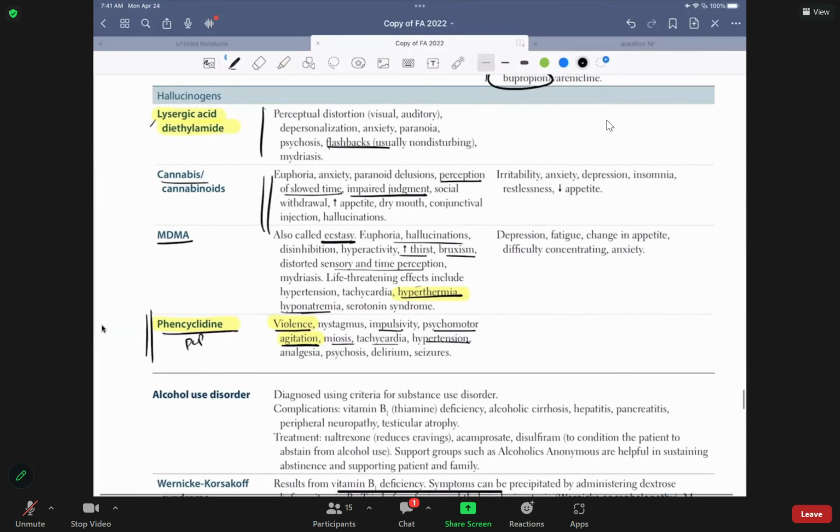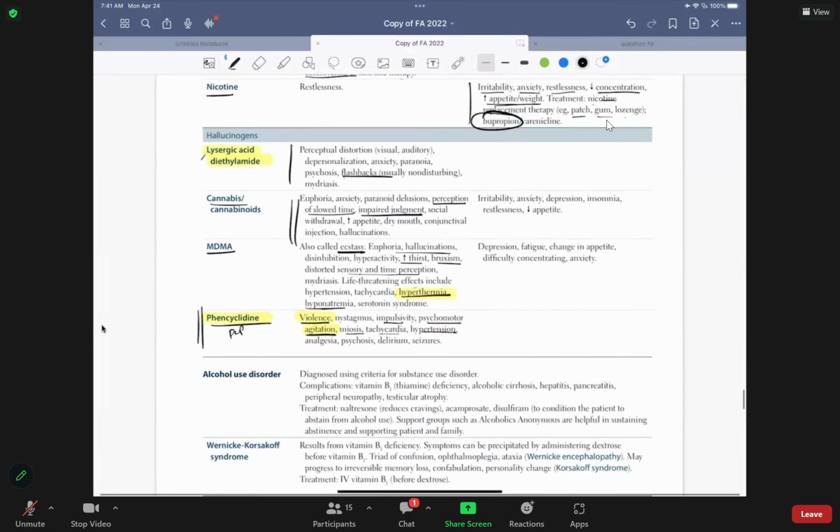So that's that, folks, okay? Now, I would suggest these are the key hallucinogens to pay attention to, folks, okay? I think most likely you will have a question on PCP, as I see in all the NBMEs, all right?